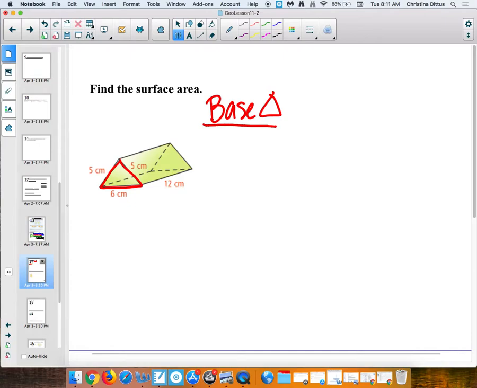And I need to find the area of that. How do I find the area of a triangle? Half base height. So what is the base of my triangle? 6. What's the height? Unknown. Okay, don't freak out. I need to find the height, right? Now chill. So would you agree that I have now split my 6 in half?